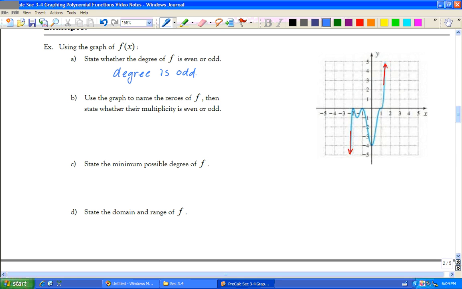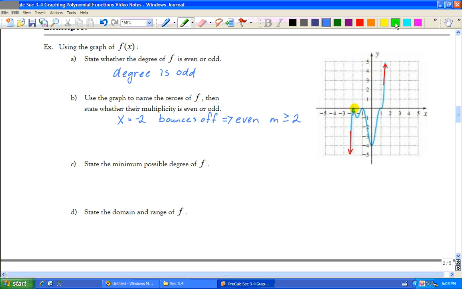Question B, use the graph to name the zeros of the function, then state whether their multiplicity is odd or even. Well, let's take a look at our zeros. Here's our first one, at x equal to negative 2. You can tell at that point it bounces off. So that's going to tell us that we have an even multiplicity, and that m value has to be greater than or equal to 2. It looks like a parabola, degree of 2, but we can't really tell if it's flat or not. So it may be 4, maybe 6, but most likely it's going to be 2.